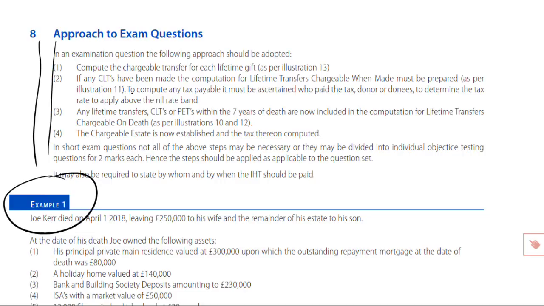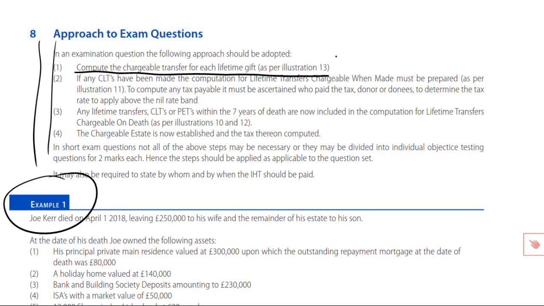As we have just done, you go through the list of lifetime transfers made and compute the chargeable transfer for each lifetime gift. Remember, any transfers that are just exempt do not come onto that computation. If required to state what is exempt, we can do so, or pick it from a list indeed, but we are interested now in the chargeable transfer for each lifetime gift. That will be both PETs and CLTs.